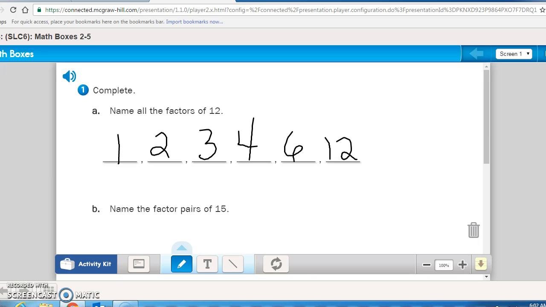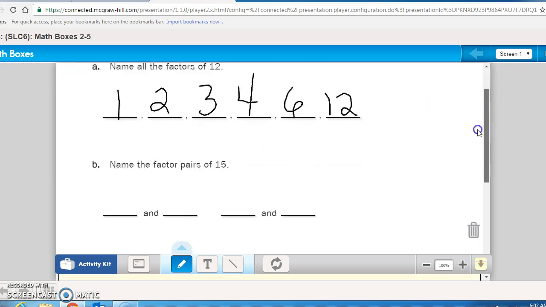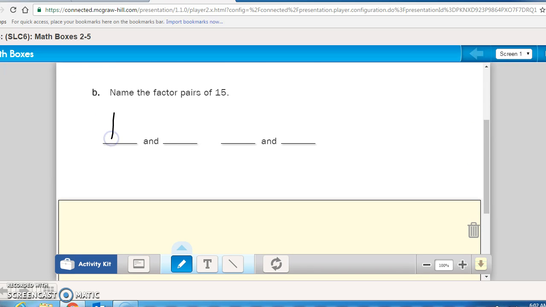Name the factor pairs for 15. Well, there's 1 and 15. 2 times nothing's 15, but 3 times 5 is 15. So 3 and 5.